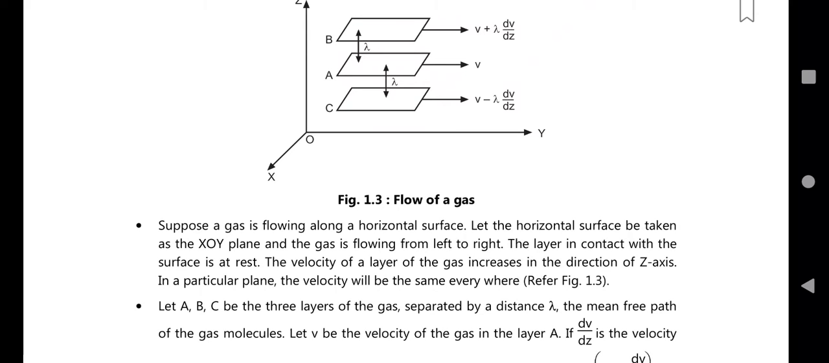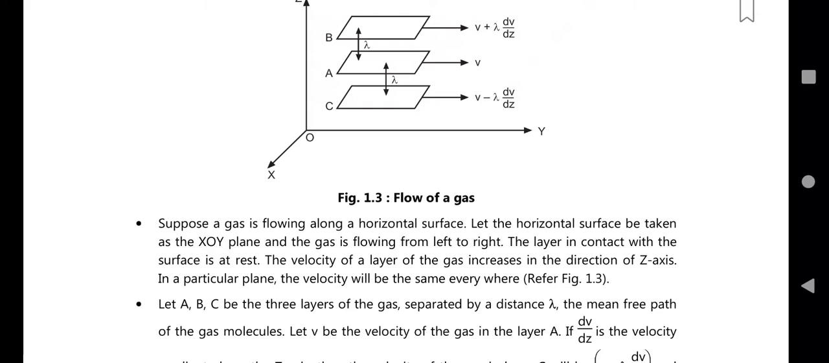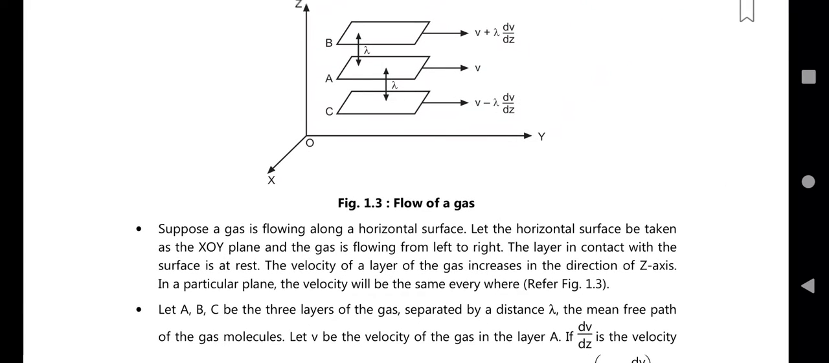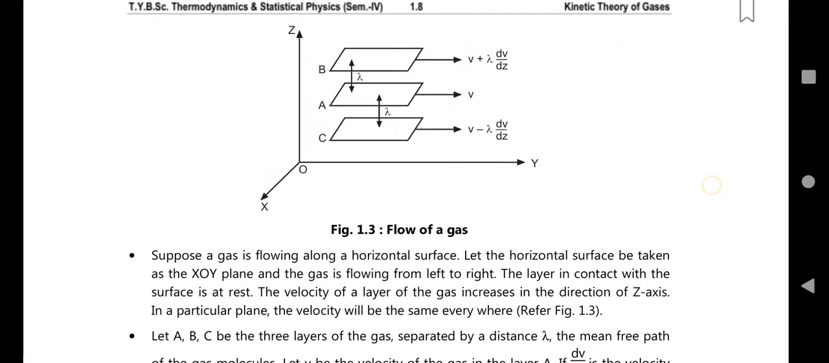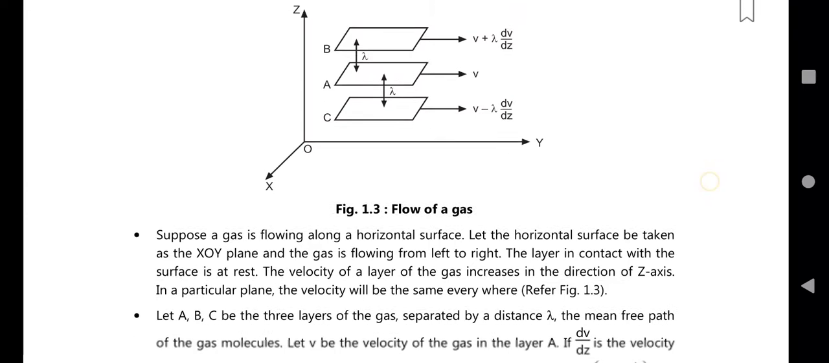The layer in contact with the surface is at rest, that is the layer which is in contact with the lower surface is at rest. This is the consideration. Now the velocity of the layer of the gas increases in the direction of the z-axis. In a particular plane, the velocity will be the same everywhere. That is, along the plane, horizontally, the velocity of all the gas molecules will be the same at a particular distance from plane XOY along the z-axis.